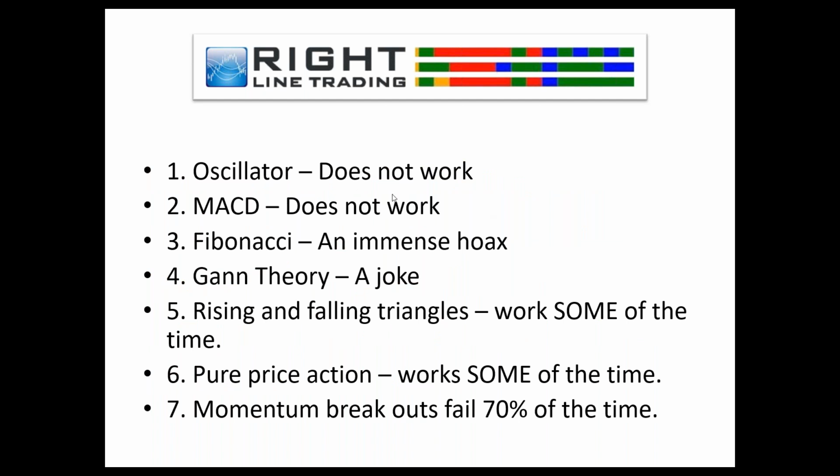Now, oscillators do not work. It doesn't make any difference what the oscillator is, whether it's relative strength, Williams %R, stochastic. An oscillator is moved by price. You know that a market can stay overbought for a very long period of time. Oscillator divergence is an indicator that's overrun all the time. If you use an oscillator, all it's going to do is decrease the precision of your trading.